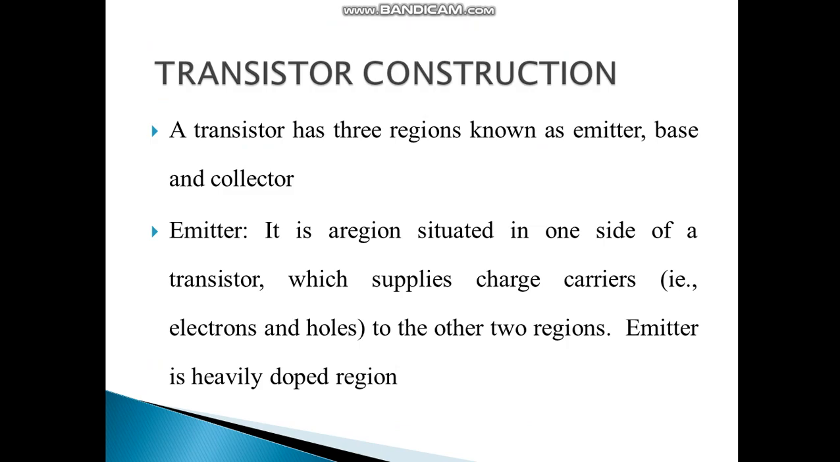Next, transistor construction. A transistor has three regions known as emitter, base and collector. The emitter is a region situated on one side of the transistor which supplies charge carriers, that is electrons and holes, to the other region. Emitter is a heavily doped region.